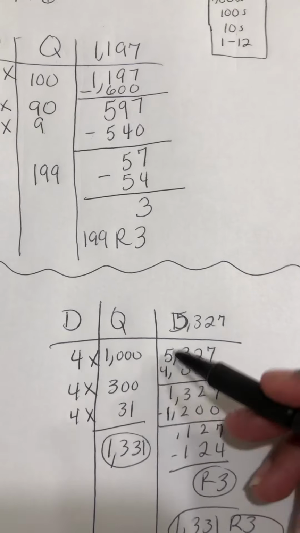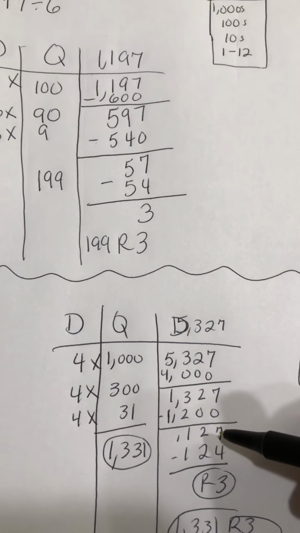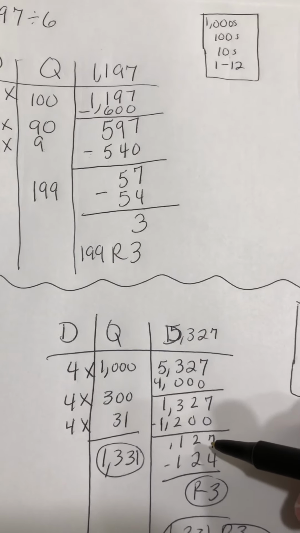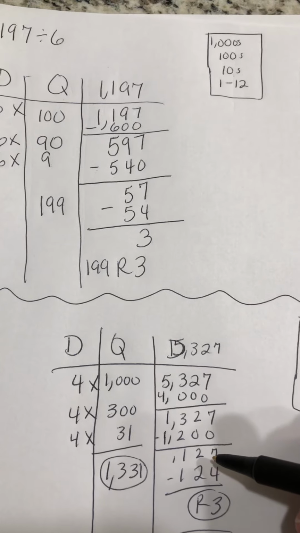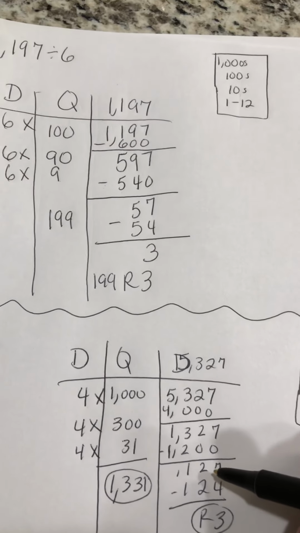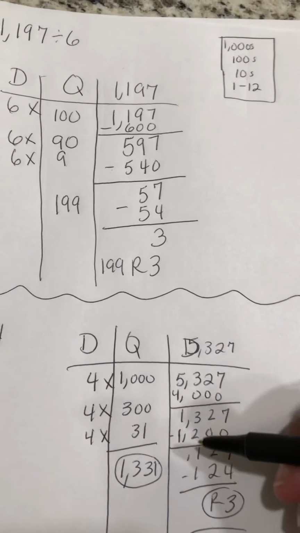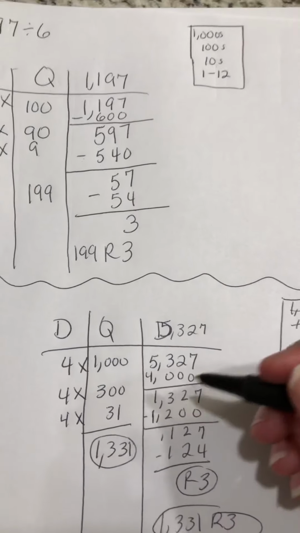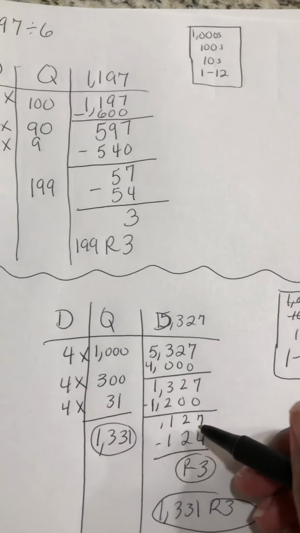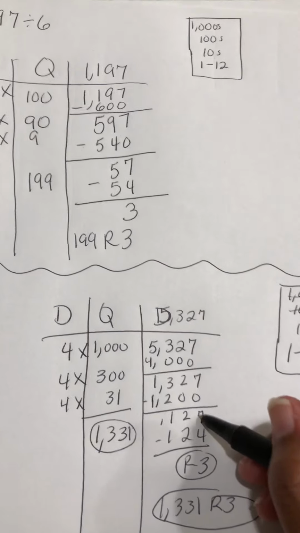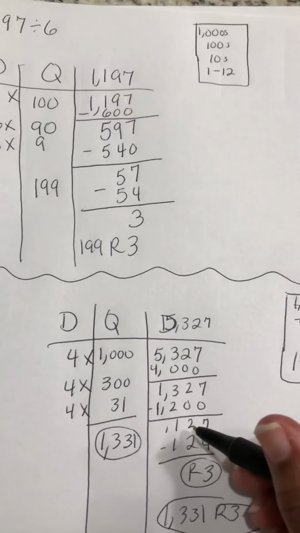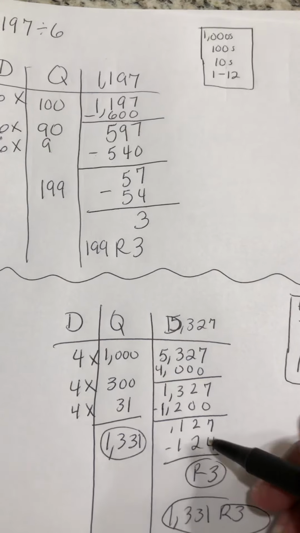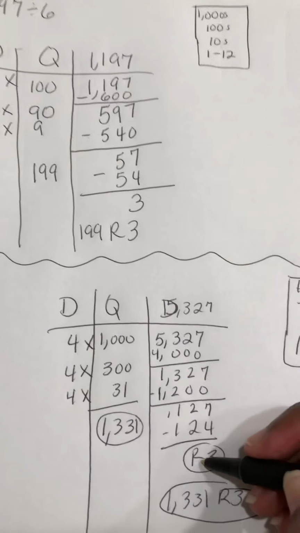4 times 30 is 120. But I think about my basic facts, and I know that 4 times 31 is 124. And that got me even closer. So I decided to go with 31. And now I'm going to subtract 127 minus 124. 7 minus 4 is 3. And 12 minus 12 is 0. So I have a remainder of 3.